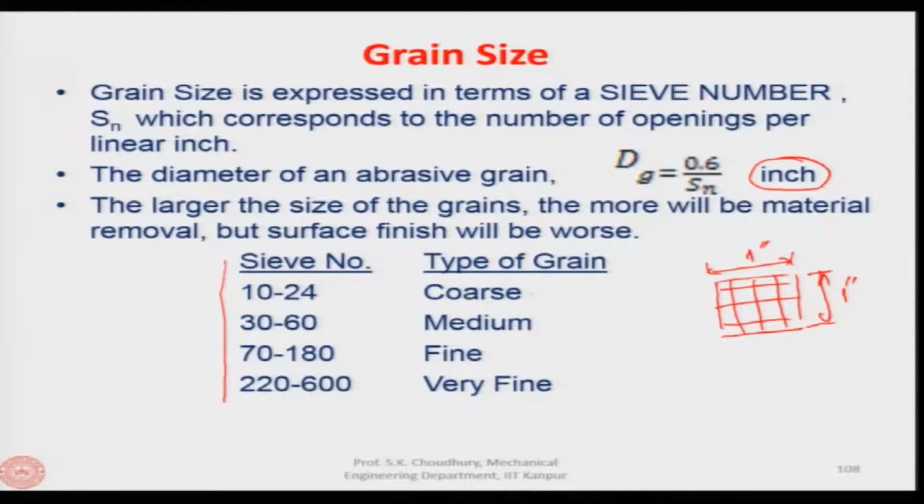For example, a 600 sieve number will be a very fine grain, because it is given by 0.6 by Sn, which is 0.6 by 600 in inch. You can convert that into micron, and it will be a very small grain.